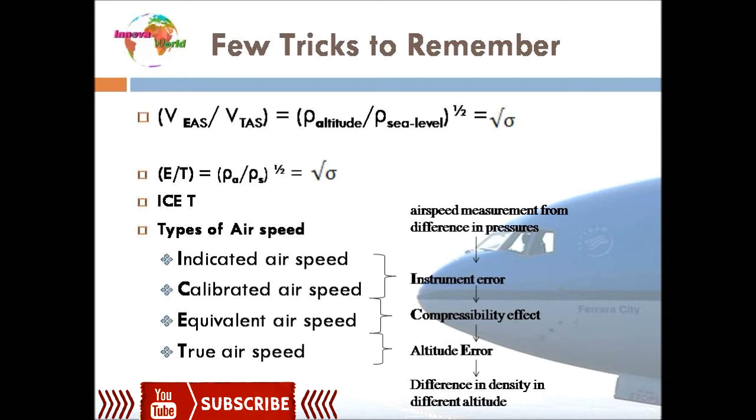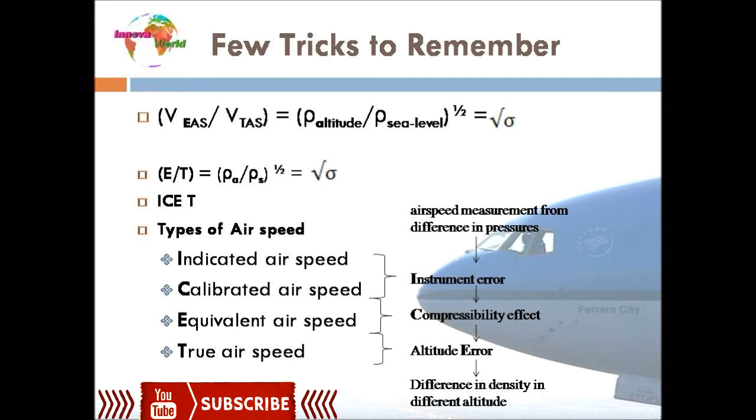So now how are you going to memorize? Here you see ICET. In between the I and C, I have written instrument error. Between C and E, I have written compressibility. And in between the equivalent airspeed and the true airspeed, I have written altitude error. So you remember that in ICET, between I, C and E comes these errors.